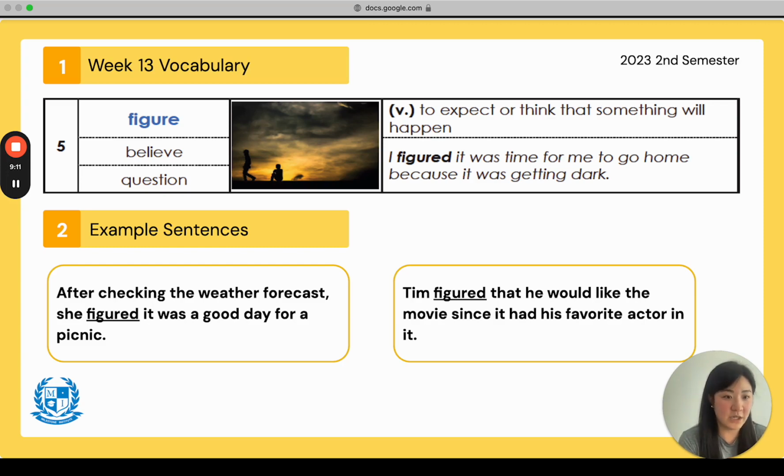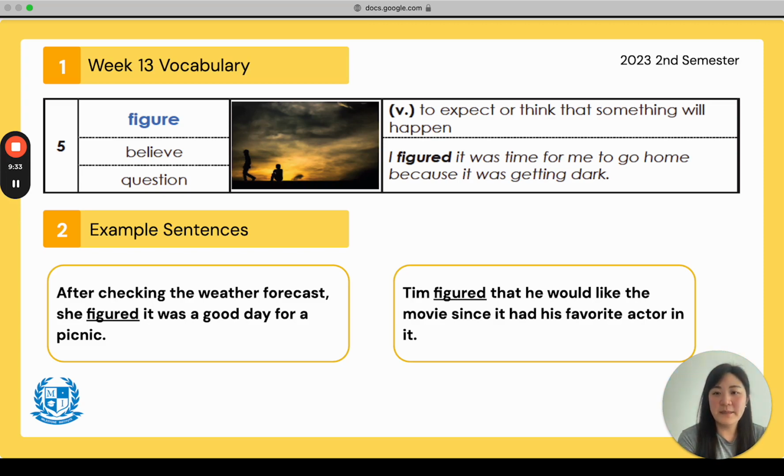because it was getting dark. So say that you're playing outside and you're like, oh, I think it's time for me to go home because it's getting pretty dark outside. You figured, you thought. Okay, repeat after me. I figured it was time for me to go home because it was getting dark.